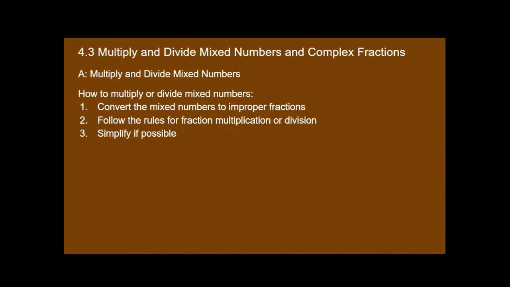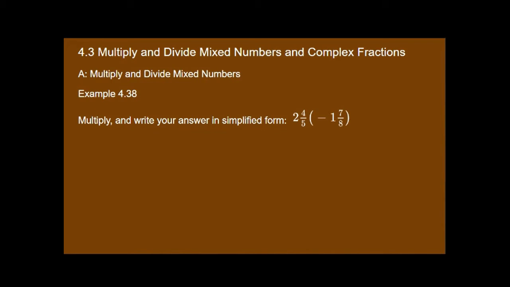So let's go ahead and work through a few more examples with different types of problems. Example 4.38, multiply and write your answer in simplified form. This one is different because now we have two mixed numbers and one of them is negative. Notice this is a negative symbol. It does not mean minus. Okay, we're multiplying positive 2 and 5/4 by negative 1 and 7/8.